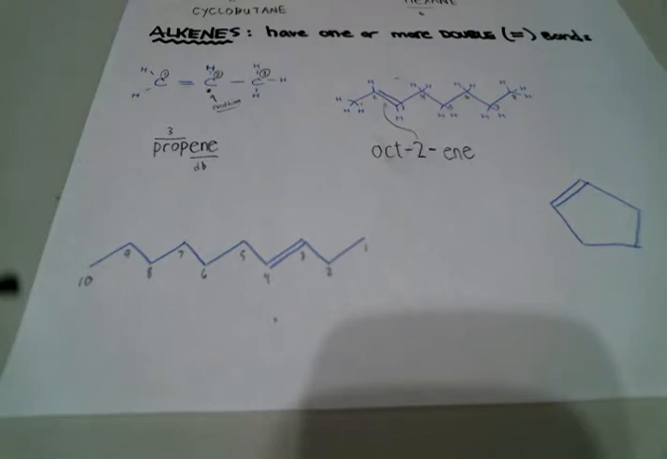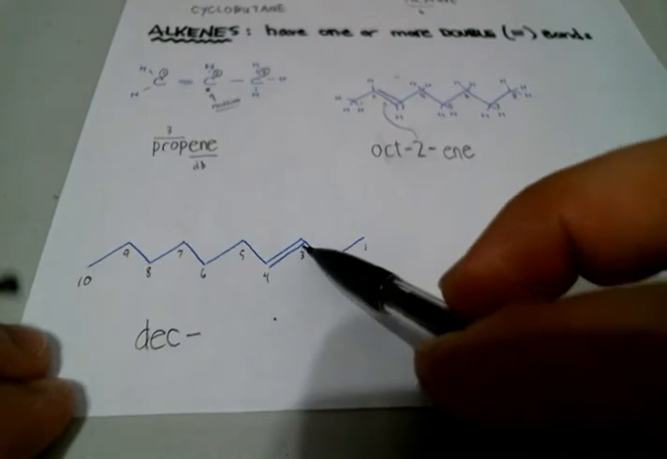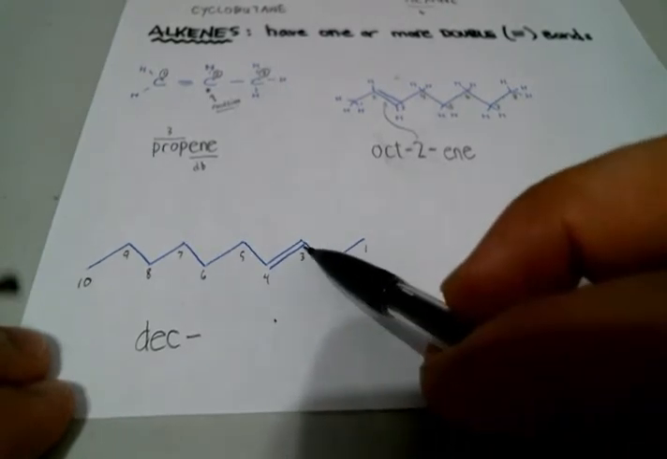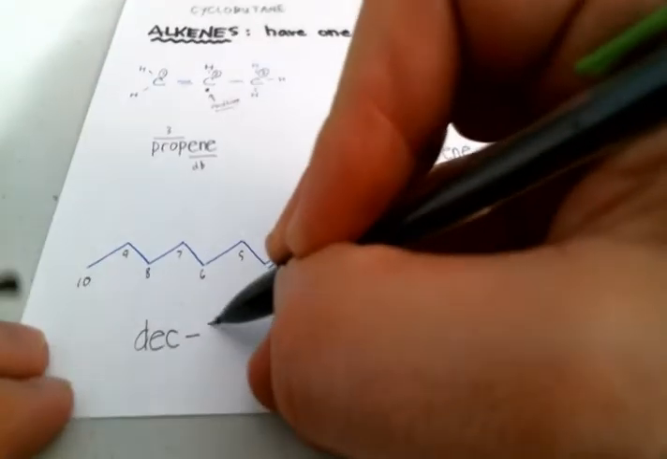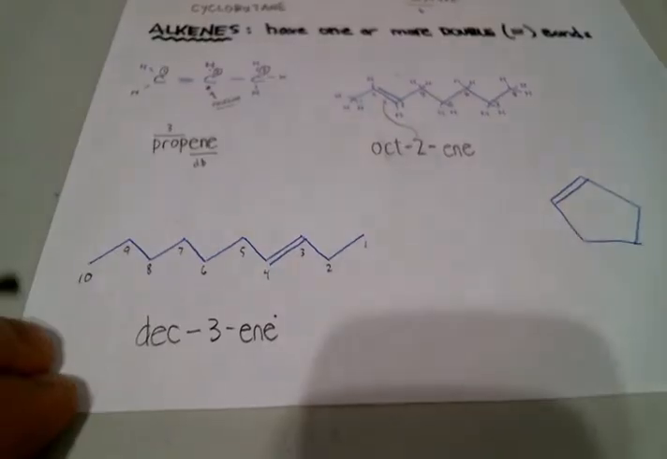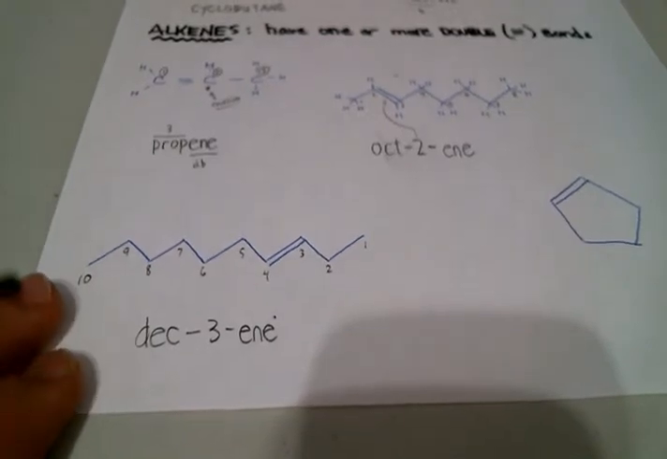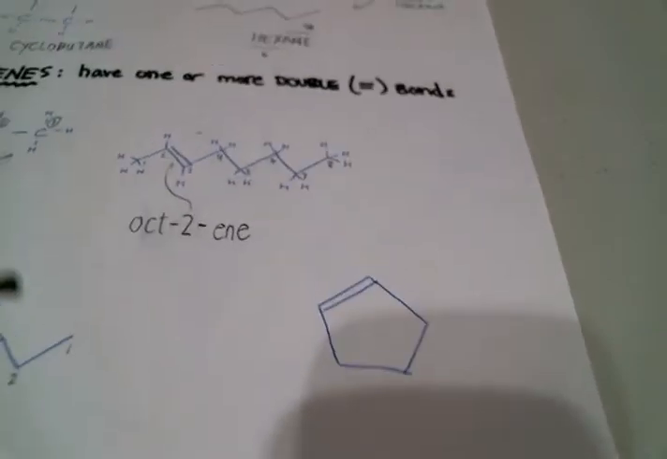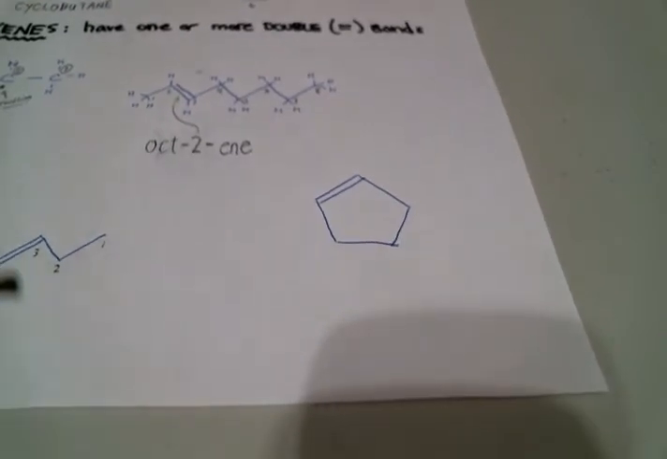It's up to you. Now there's 10 carbons in this chain, so we know this is going to be a dec molecule because that's for 10. The double bond starts on carbon 3, right? Remember, we're counting this way. So 1, 2, 3, that's where the double bond begins. So dec-3, and then -ene at the end because of the double bond. Perfect.